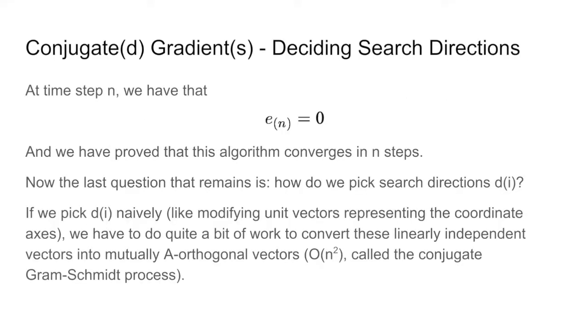This means that at time step n, we have no more search directions, and we have that the error at time step n is 0. With this, we prove that this algorithm that uses conjugate directions converges in at most n steps. Now the last question remains.